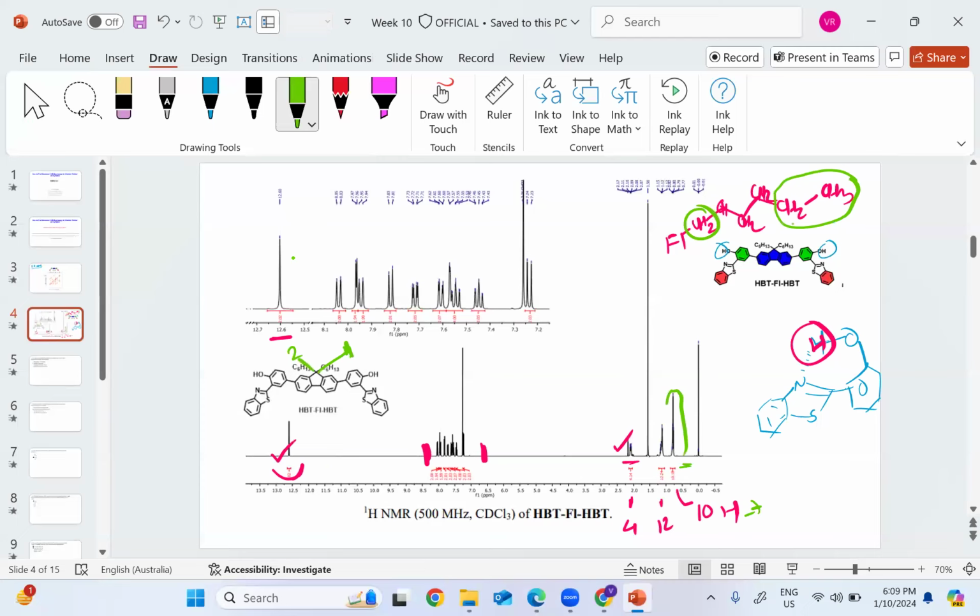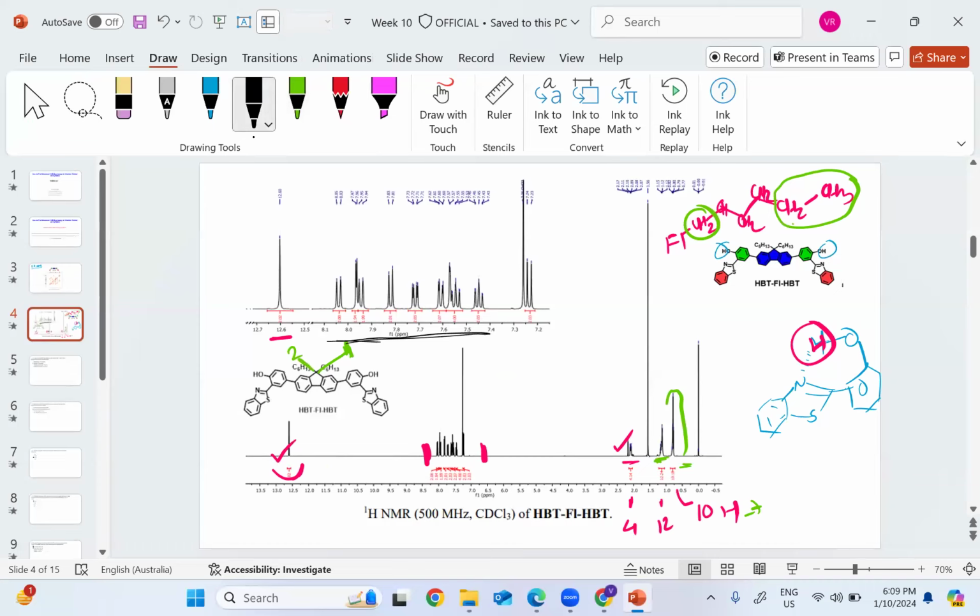And what about the in-between CH2, CH2, and CH2? These in-between CH2s show a signal of the 12 hydrogens around 1.24 ppm. So we have assigned this many peaks, but what about the remaining peaks? To assign which hydrogen the remaining peaks belong to, we need to take the help of 2D NMR spectra.